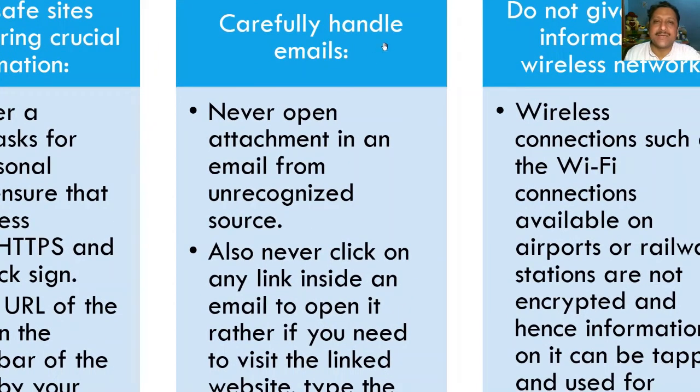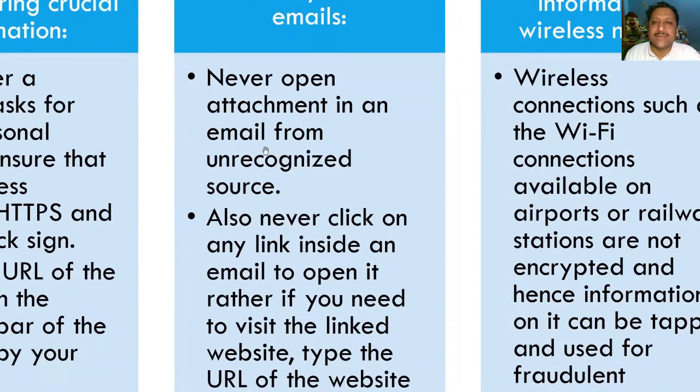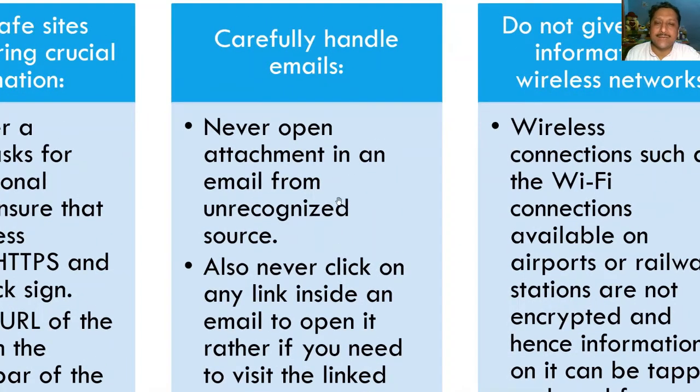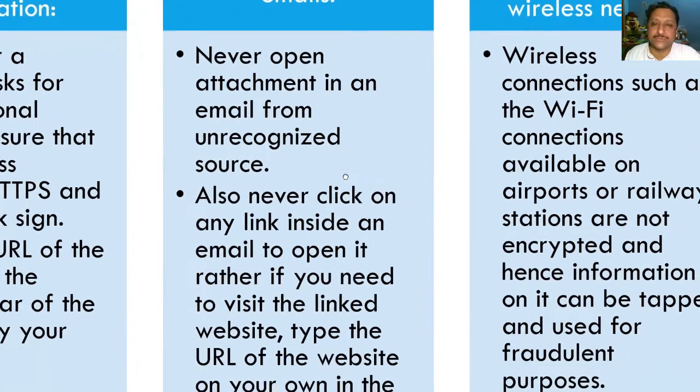Next, carefully handle emails. Never open an attachment in an email from an unrecognized source. If the source is unrecognized, and you don't know where it came from, then never open the attachment. First, don't open that mail. If you have accidentally opened the mail, then never open any attachment from unauthorized users or an unauthorized source.